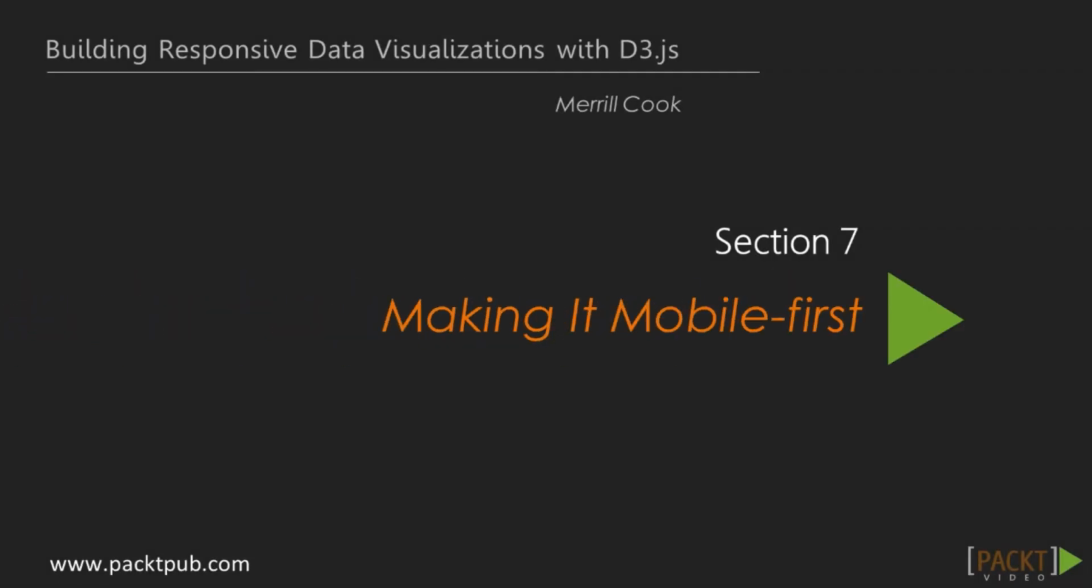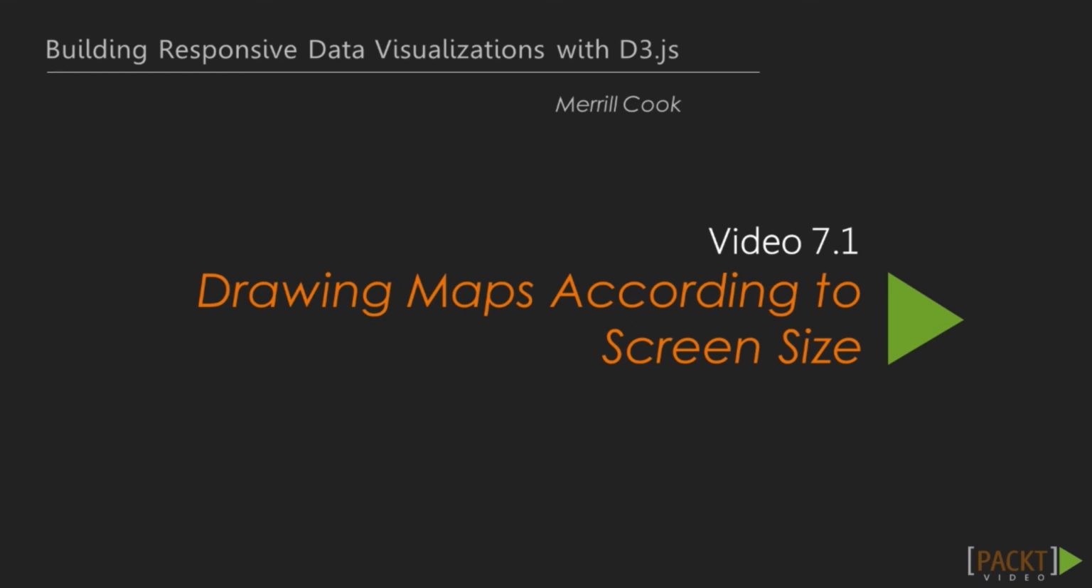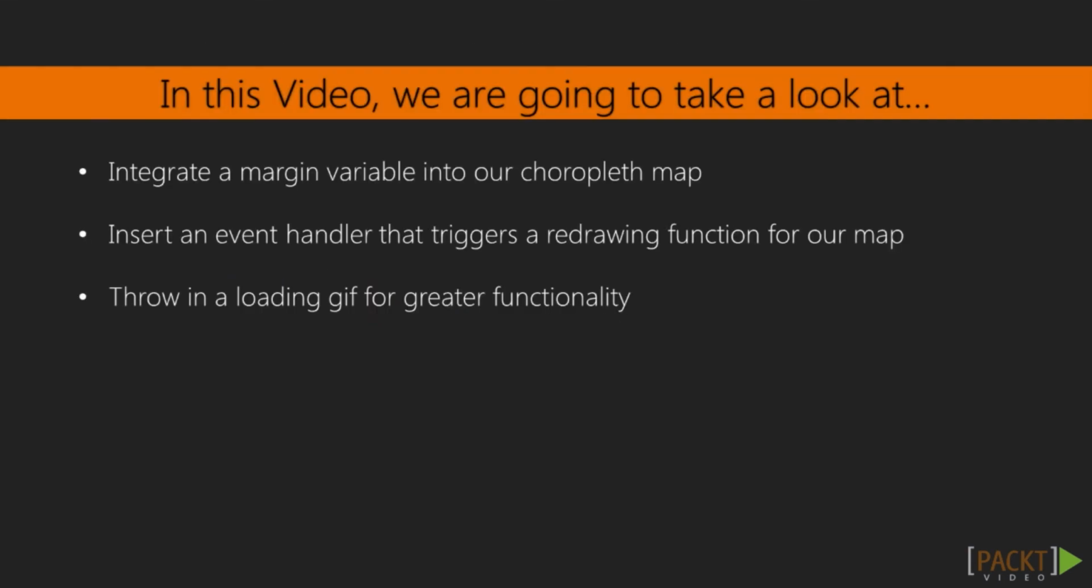Welcome to section 7, titled Making It Mobile First. In the last section, we looked at making D3 maps with GeoJSON. In this section, and particularly in this video, we'll make our map more responsive, rendering it at different dimensions depending on screen size, as well as adding in a loading GIF so that users know to wait for the map to load. Let's jump right into our editor.